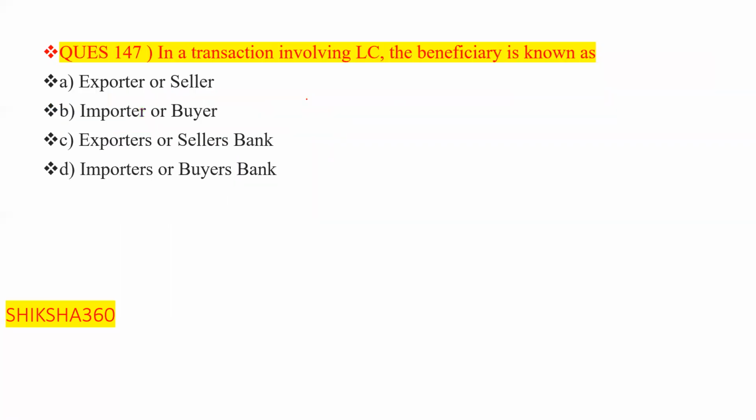Now move to question number 147. Earlier we have discussed the same type of question. In a transaction involving LC, the beneficiary is known as what? Sometimes in the examination they will ask these types of straightforward questions also. These are very scoring questions.